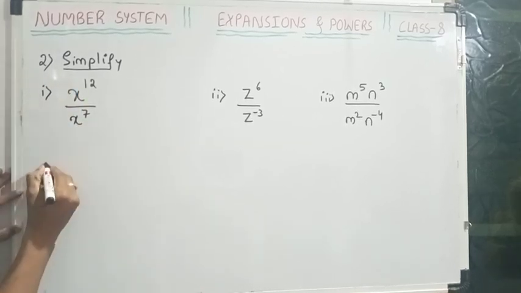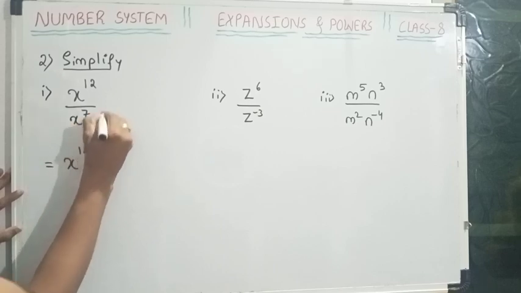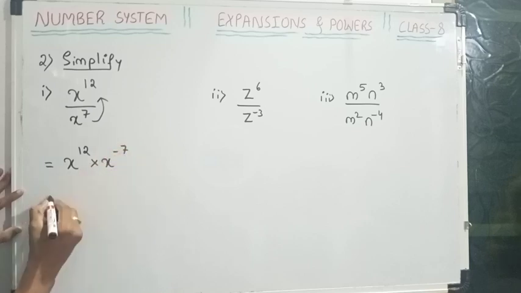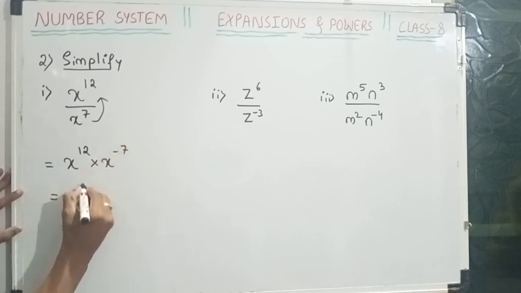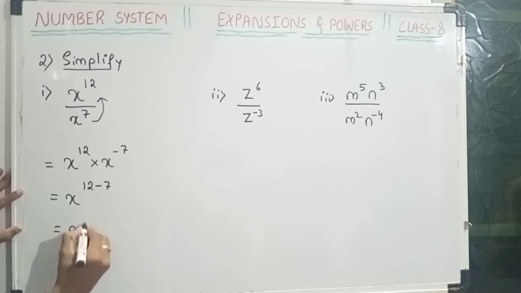Simplify x to the power 12 divided by x to the power 7. x to the power 12, when x to the power 7 goes to the top, that is the numerator, it becomes minus. It can be written as x to the power 12 minus 7. 12 minus 7 is 5. x to the power 5 is the answer.